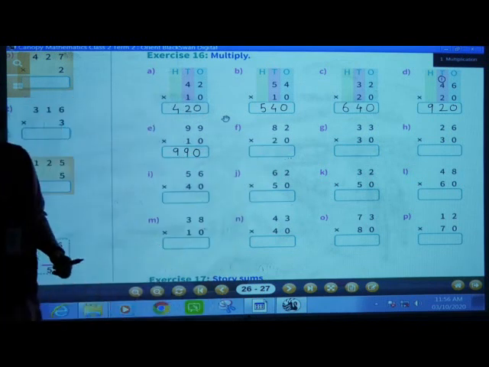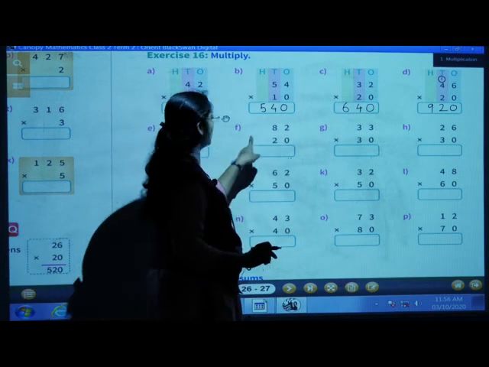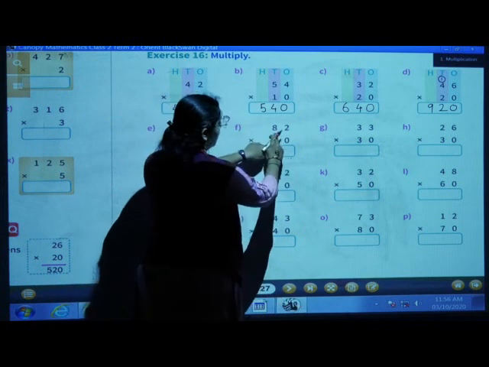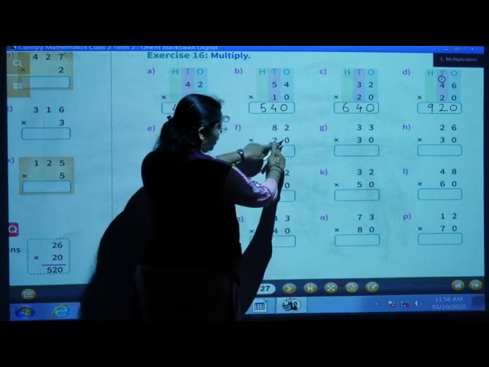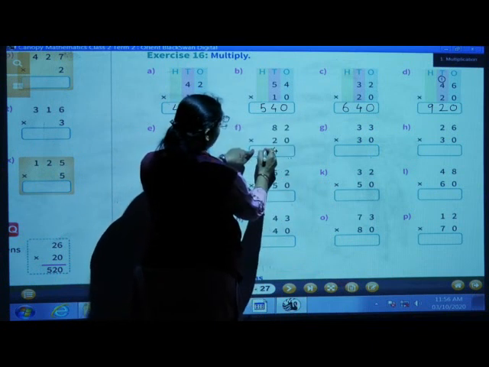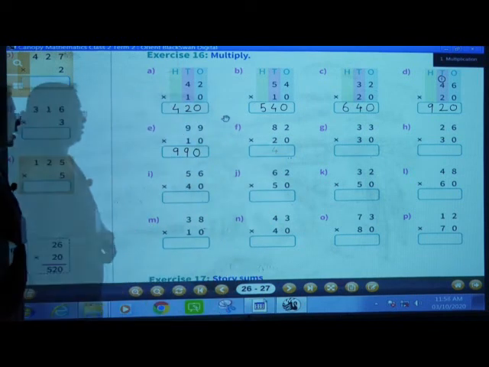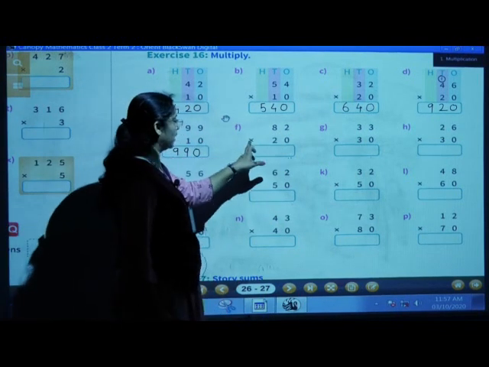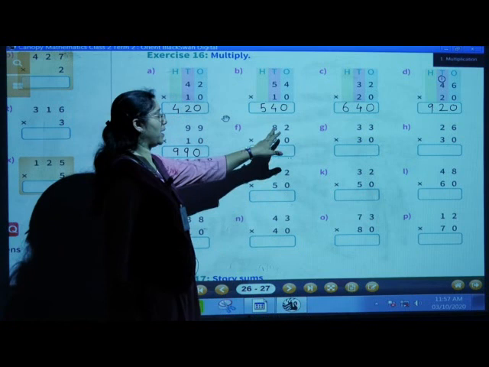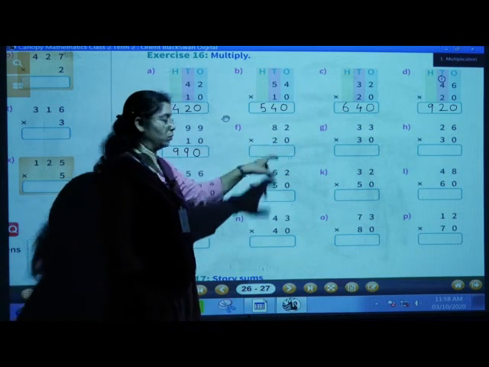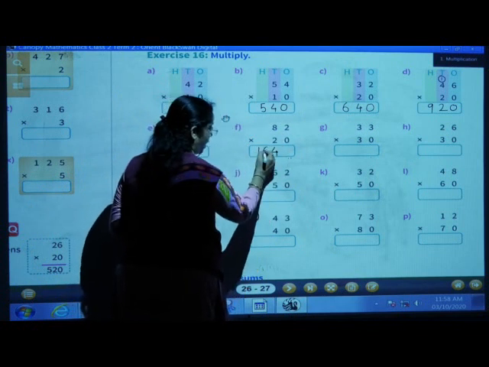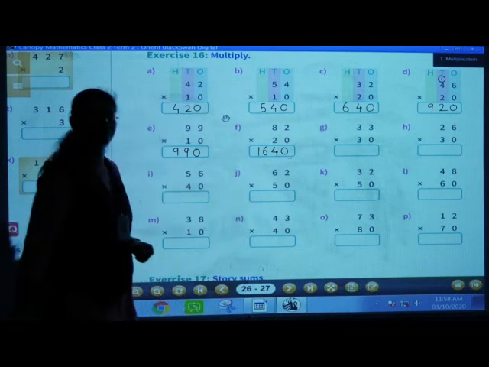Next, 82 multiplied by 20. 20 means 2 tens. So we have to multiply only 82 by 2. 2 2s are 4 and 2 8s are 16. And put a 0 in the ones place.